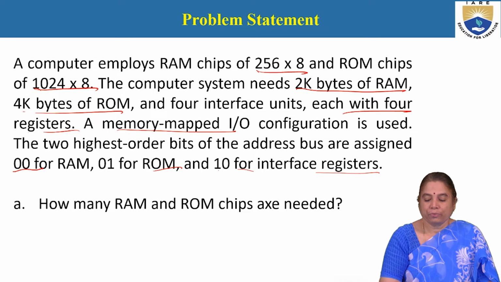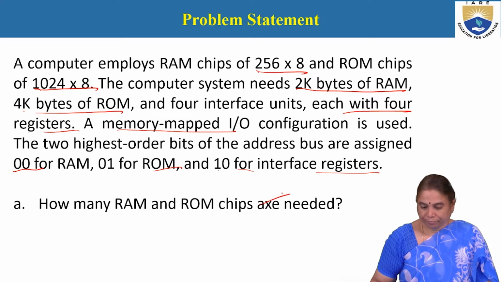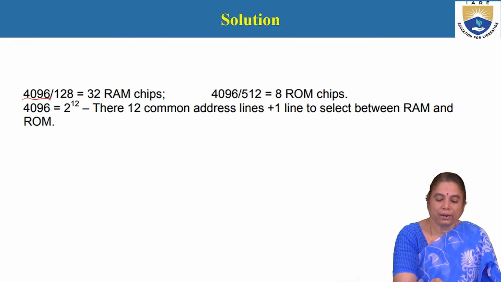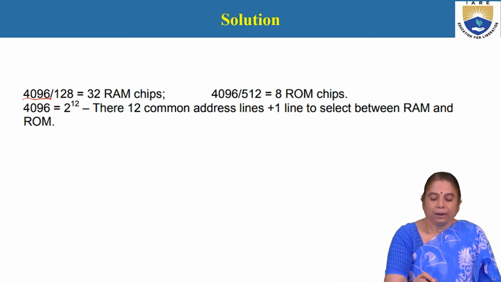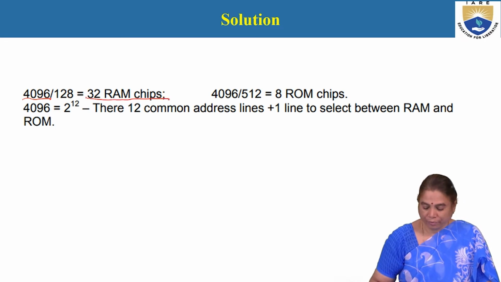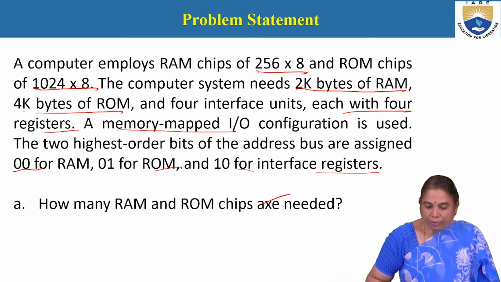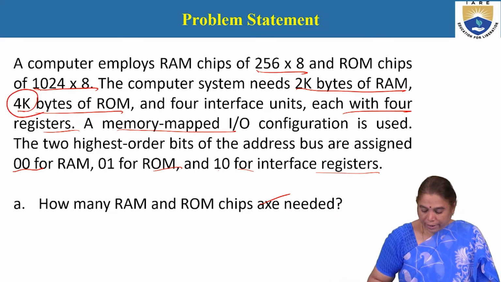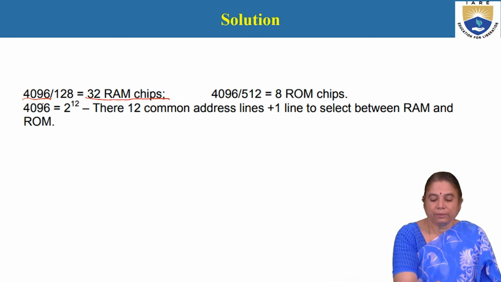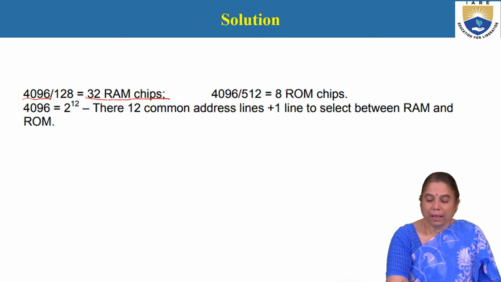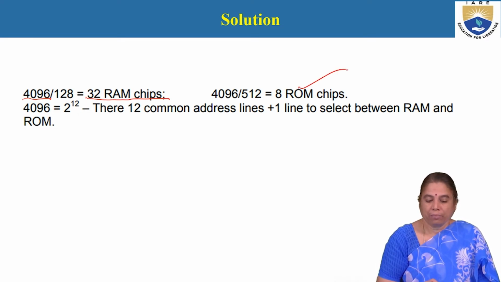How many RAM and ROM chips are needed? So here the capacity is 4096 by 128, that is 32 RAM chips. Okay, 4K bytes of RAM. So it can be 4096 by 128, 32 RAM chips. And 4096 by 512 is equal to 8. 8 ROM chips are available.